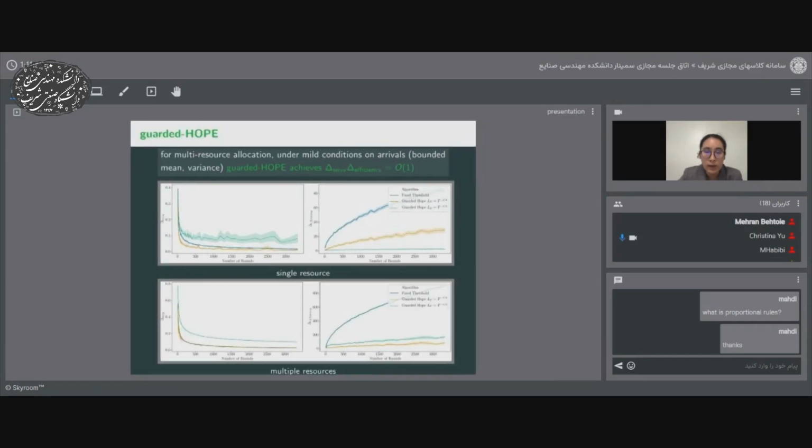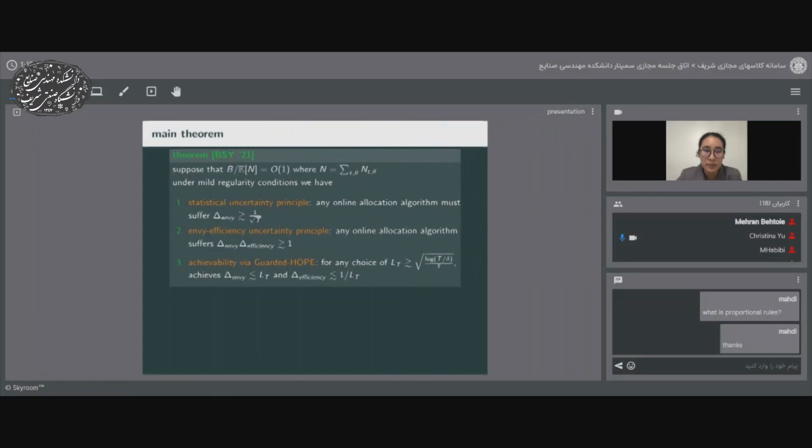All right, and the nice thing we also showed is that this algorithm, for which we're able to prove the results, is a very simple algorithm, and we also show that it performs well in practice and simulation as well. And in simulation, we do verify that this algorithm actually achieves this inversely proportional relationship between delta NV and delta efficiency. So we'll come back to that later.